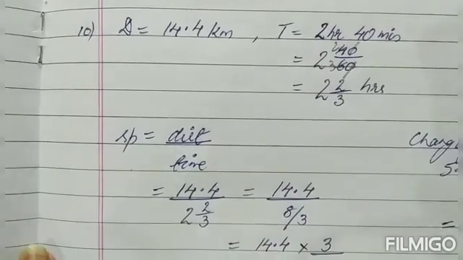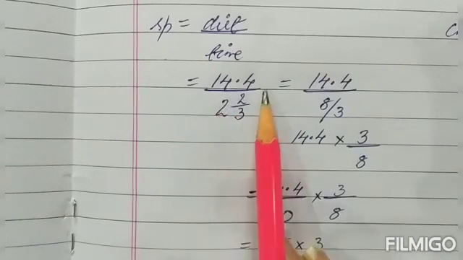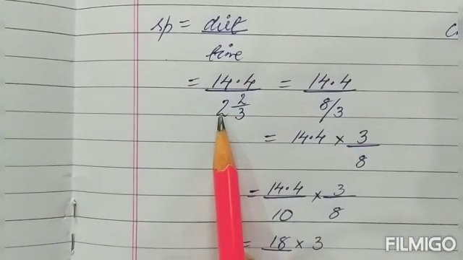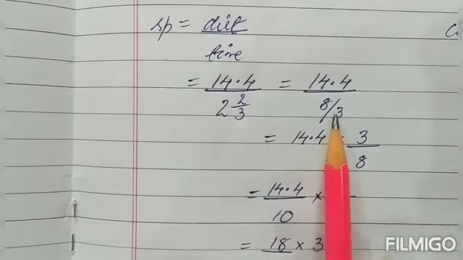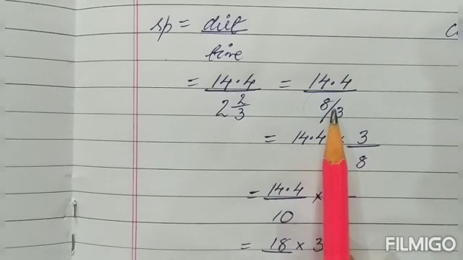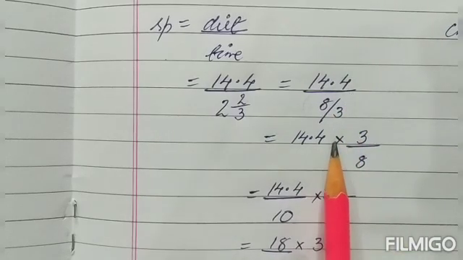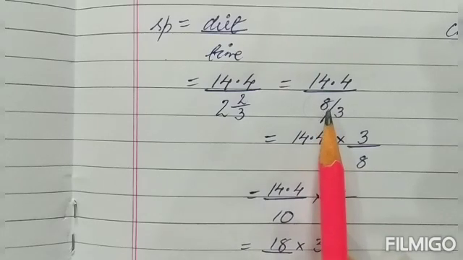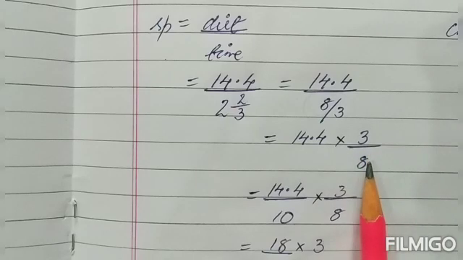So to calculate the speed, children, use the formula distance upon time. Distance is 14.4 and time right now we calculated 2 whole 2 upon 3. So 14.4 upon 8 upon 3. Now because in the denominator we have a fraction, children, you are going to change the sign of division into multiplication and you will take the reciprocal of the fraction over here. So 8 upon 3 will now be written as 3 upon 8.